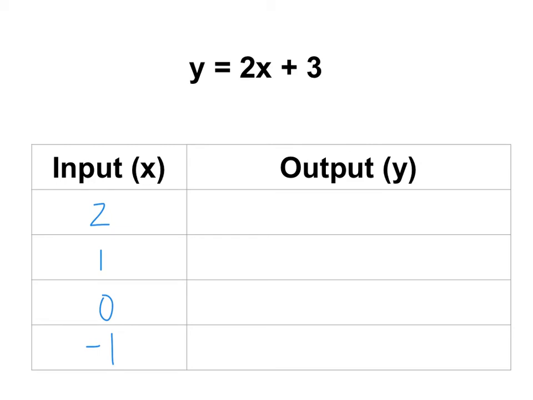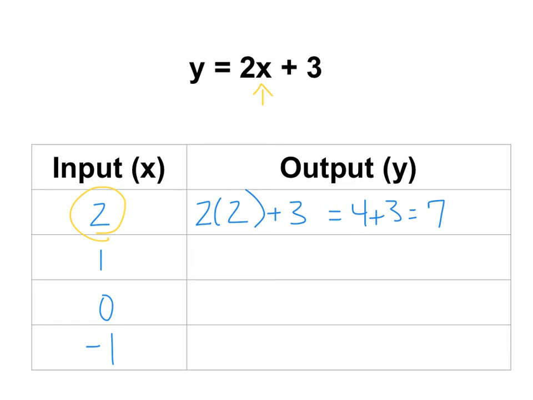Now, I have my inputs. What I'm going to do is take each of these numbers and plug them in for the value of x. I'm actually going to write them here so that you can see what the expression looks like, and then we'll solve it. The first one would be 2 times, and instead of x now I'm going to put 2, plus 3. 2 times 2 is 4. 4 plus 3 is 7. So my output, or my y value, is 7.